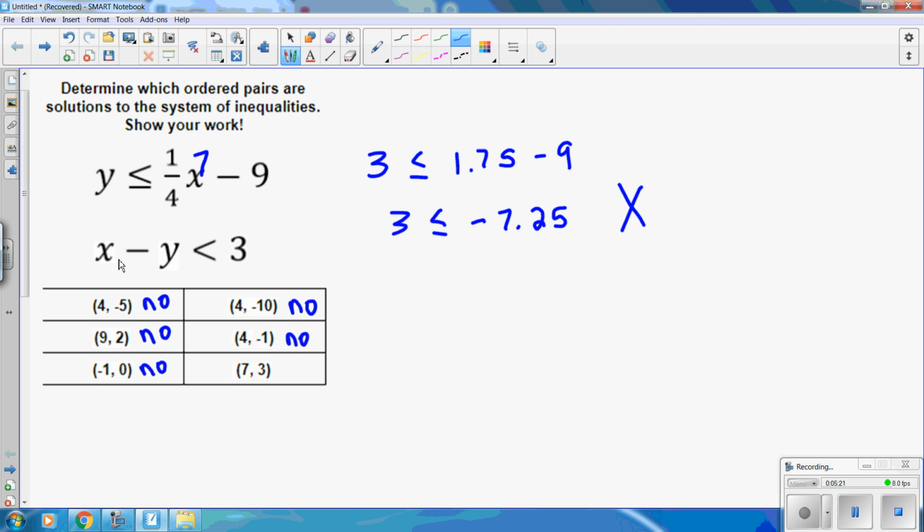Plug in 7 for x. We're going to try the other inequality. Plug in 3 for y. Okay, now we have 7 minus 3 is 4. Is 4 less than 3? I would say it's not. It doesn't work for there. So this ordered pair is not a solution to the system either. Nothing works.